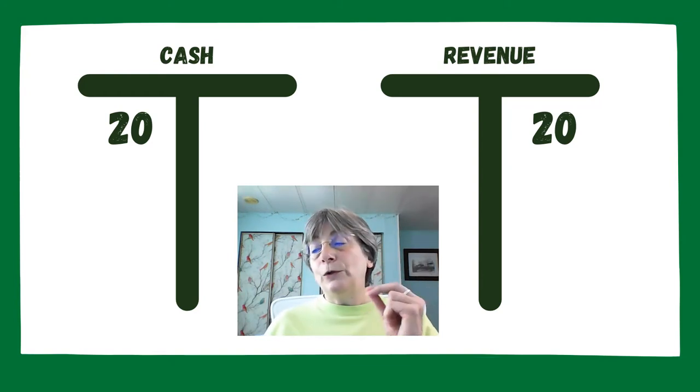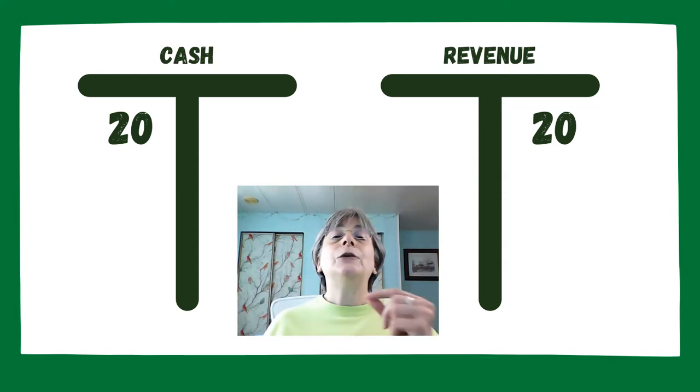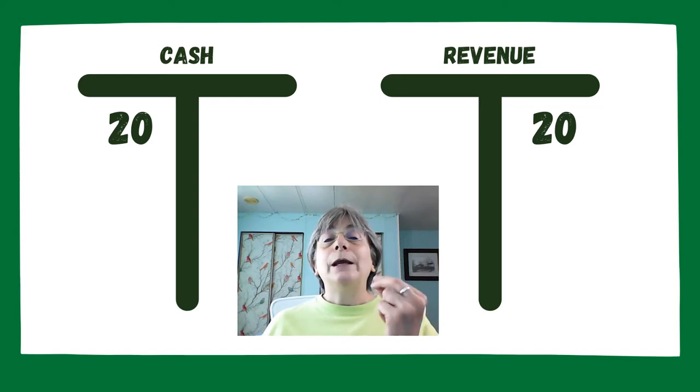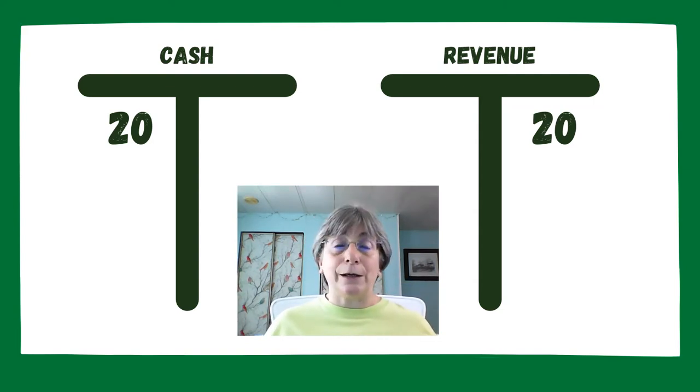What else is happening? We said we're getting paid in cash. So what's happening with cash? Cash is increasing. So if we have a normal debit balance for an account, we're going to increase it by debiting it, left-hand side of the account. So we're going to increase our cash by $20 by debiting it in our T account.